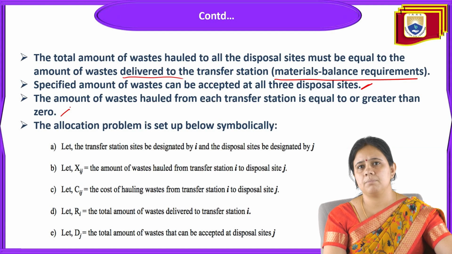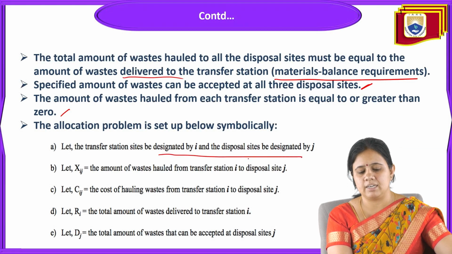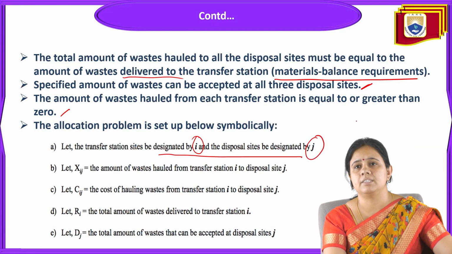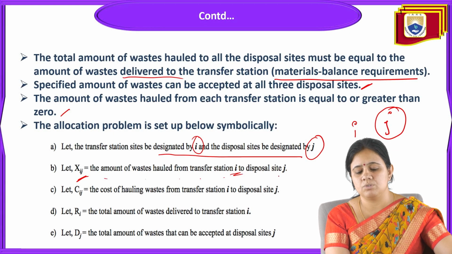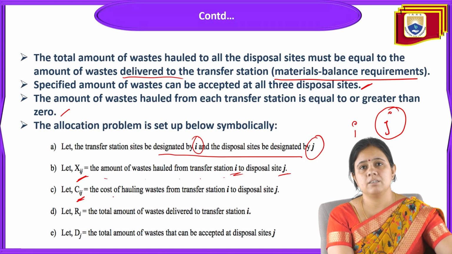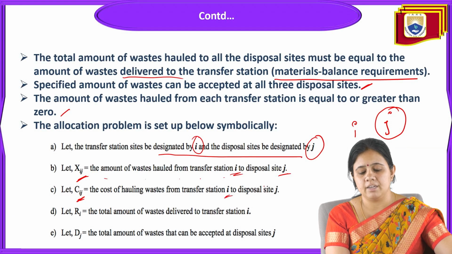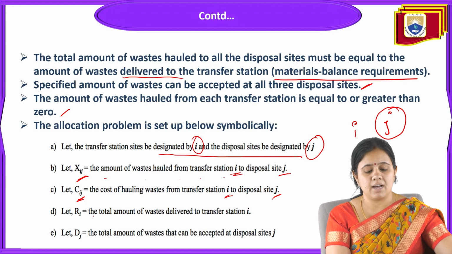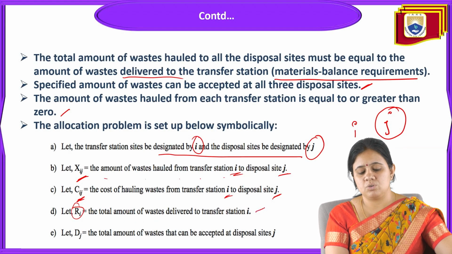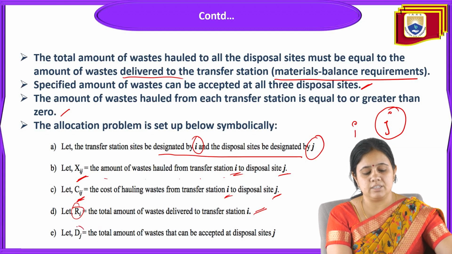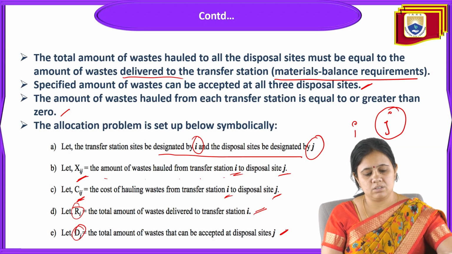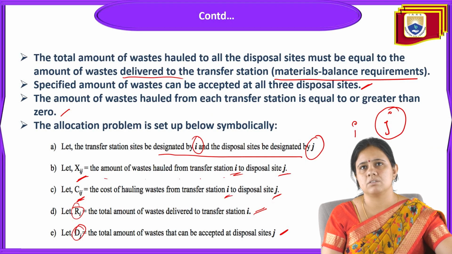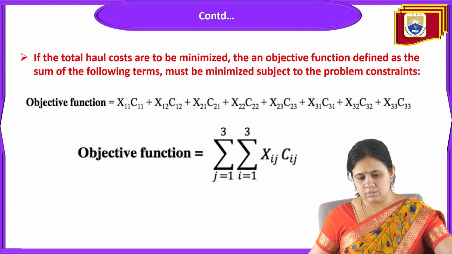The allocation problem is set up. Let the transfer station be designated by I, and the disposal site by J. Xij is the amount of waste hauled from transfer station I to disposal site J. Cij is the cost of hauling waste from transfer station I to disposal site J. Let Ri be the total amount of waste delivered to transfer station I, and Dj the total amount of waste that can be accepted at disposal site J. These are the notations we are using for this problem statement.